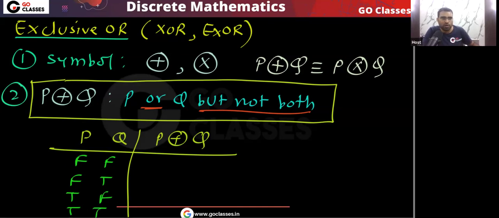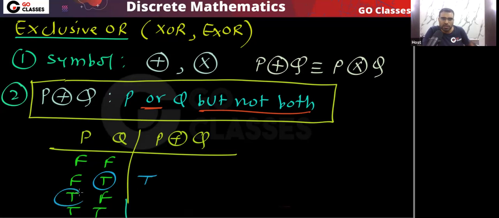Now, tell me what will be the behavior of P XOR Q. You can easily read this. What P XOR Q says is that P is true or Q is true, but not both. Means exactly one of them is true. Here P XOR Q will be true. Here also P XOR Q will be true. But you can see, but not both. If both P, Q are true, then P XOR Q will be false. Here also it will be false. So this is the truth table of P XOR Q. I hope this point is clear.